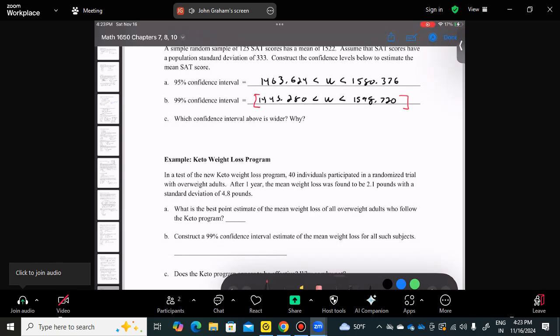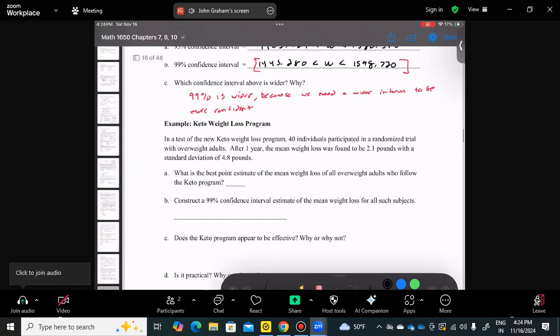The why: the 99% is wider because we need a wider interval to be more confident. Considering the only way we can be 100% confident is if our interval is from negative infinity to infinity. Right, so we need a wider range to be more confident.